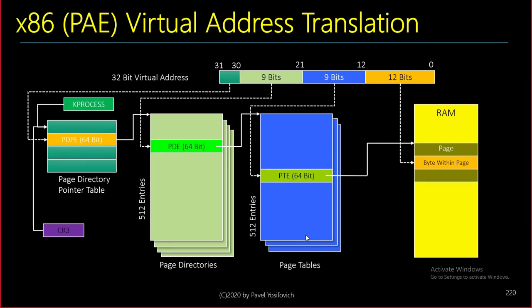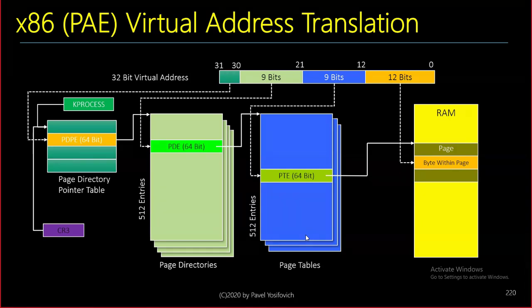If anyone can guess, please type in chat. If not, I will just say it. So where did that 2 megabyte come from? The idea here is that if we take these 12 bits and add these 9 bits, we get 21 bits. 21 bits is exactly 2 megabytes.